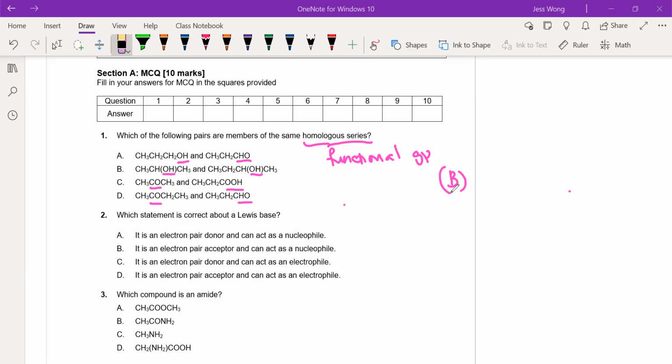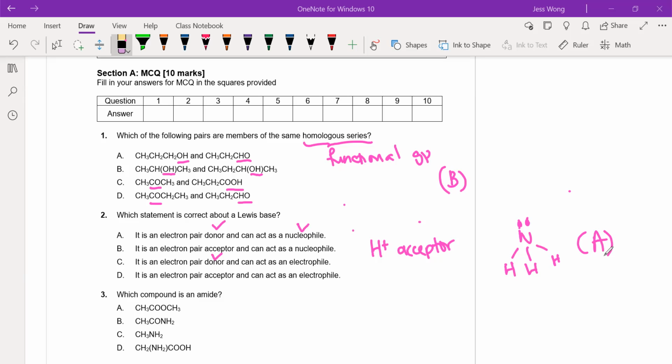Question 2. Which statement is correct about a Lewis base? Now, we all know that a Lewis base is a proton acceptor. So in order for it to accept an H+, the Lewis base needs to have a pair of electrons. Something like this, right? Therefore, it's an electron pair donor. So that will be options A and C. And being rich in electrons, it will be attracted to the positive side, and therefore it will be a nucleophile rather than an electrophile. So the answer for question 2 will be A.